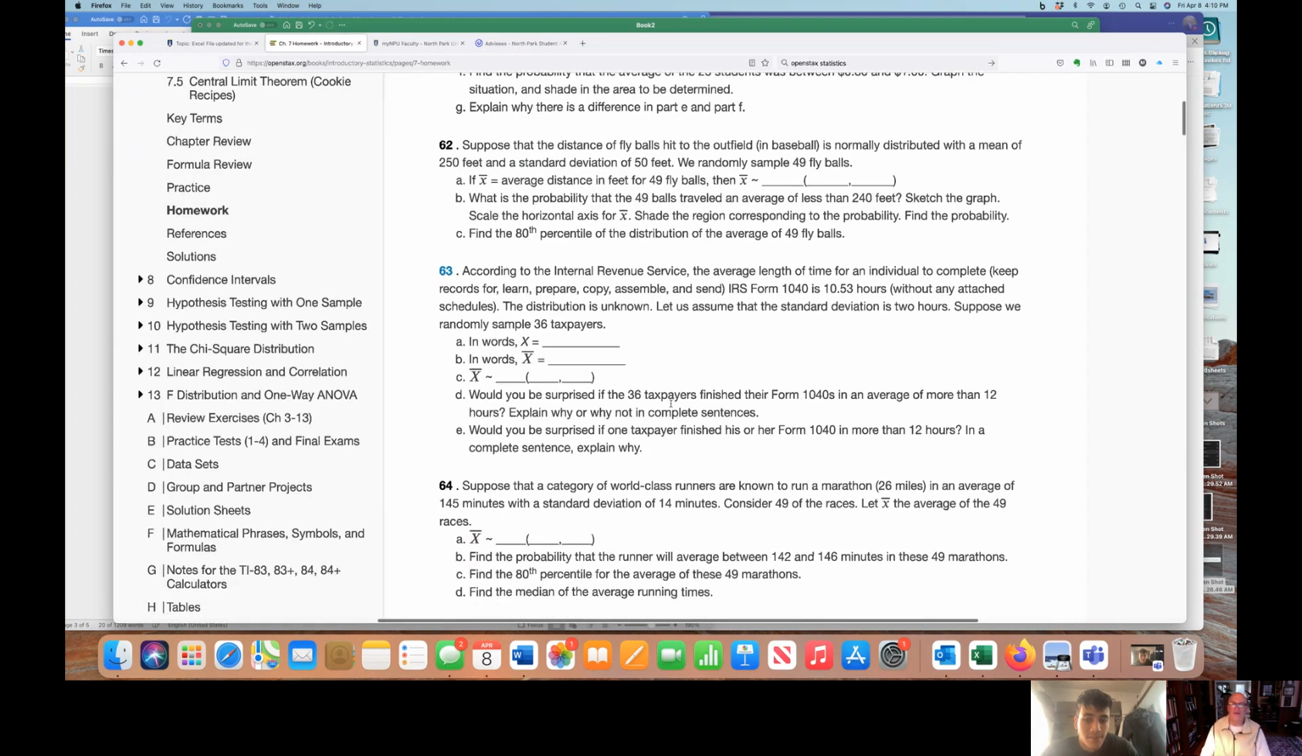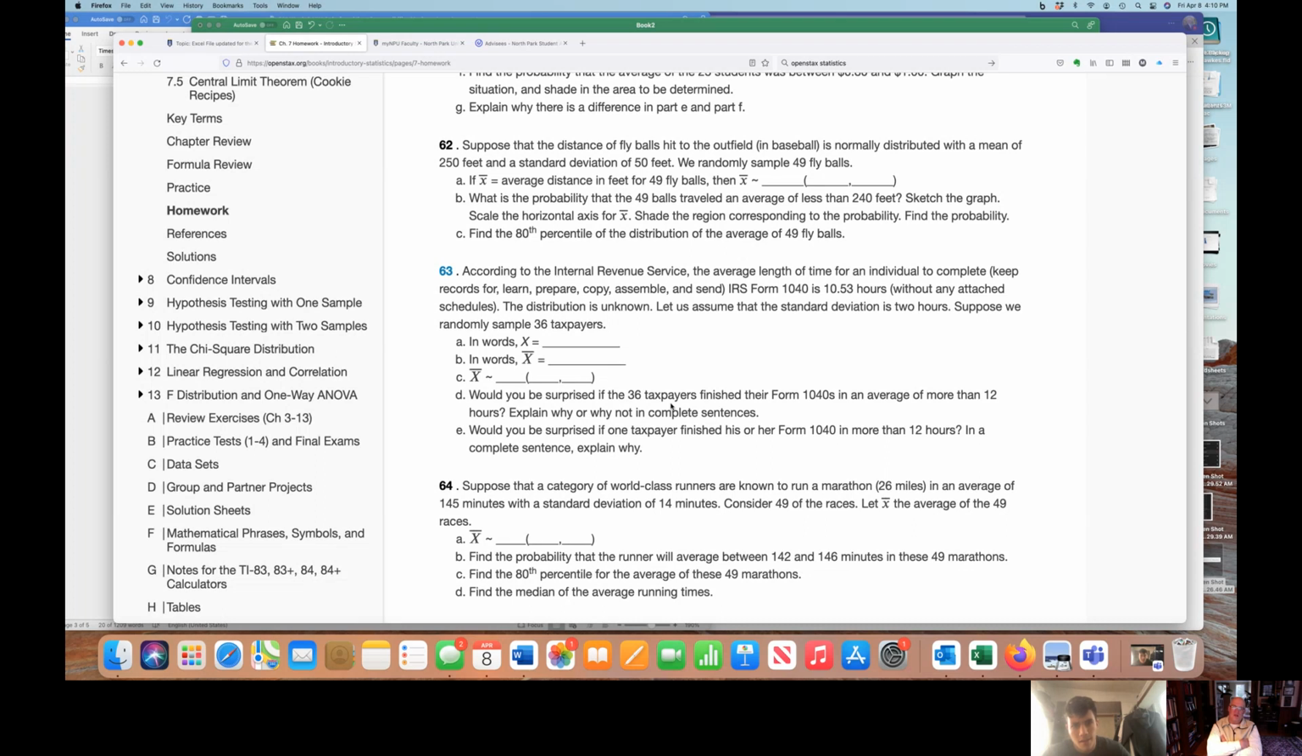Suppose the distance that fly balls travel in the outfield is normally distributed with a mean of 250 and a standard deviation of 50. We randomly sample 50 fly balls. What's the distribution of the sampling distribution of the mean? What's the probability that 49 balls traveled an average of less than 240 feet? Scale a horizontal axis, shade the region corresponding to the probability, find the probability.